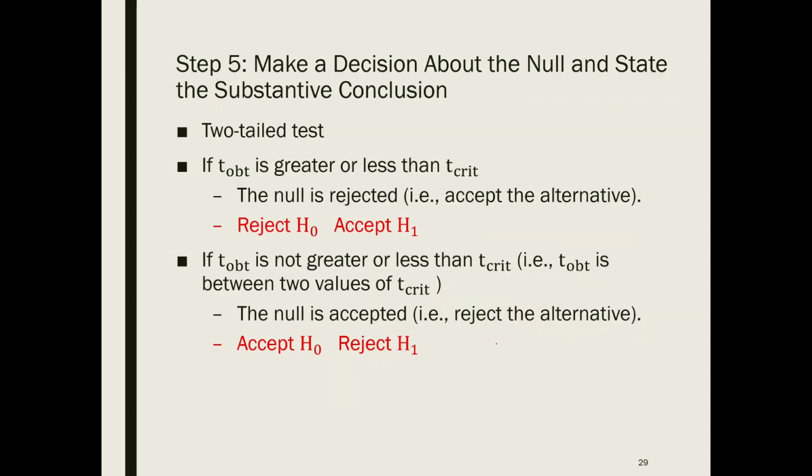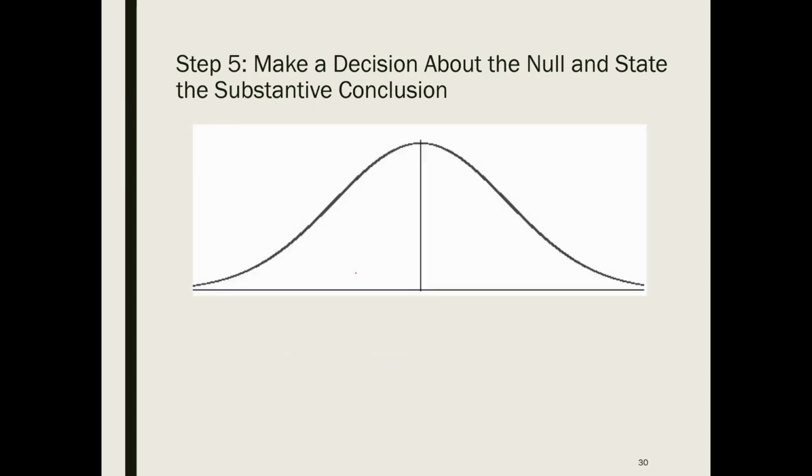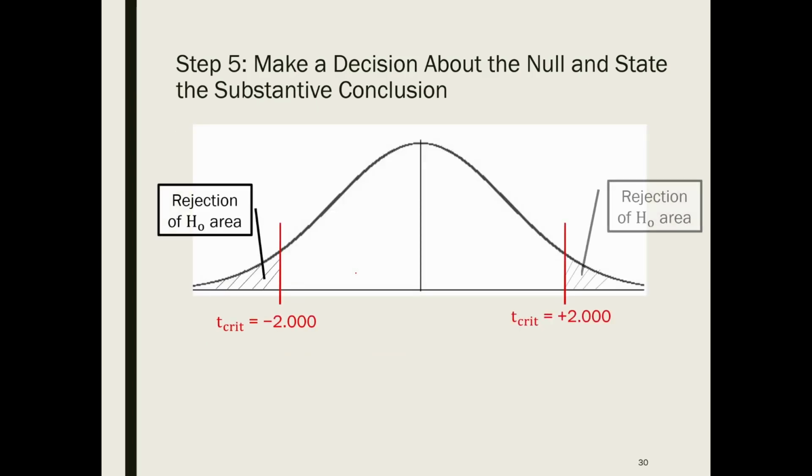Okay. So in the two-tailed test, if the t obtained is greater or less than t critical, then we are going to reject. If it's not, which means it is in the middle, we are going to accept the null, right? We mentioned this in step 3 already. So we have the t critical positive, t critical negative. And where is the t obtained? We have the t obtained negative 2.34, which is not on the positive side, so it's on the negative side, which is here.